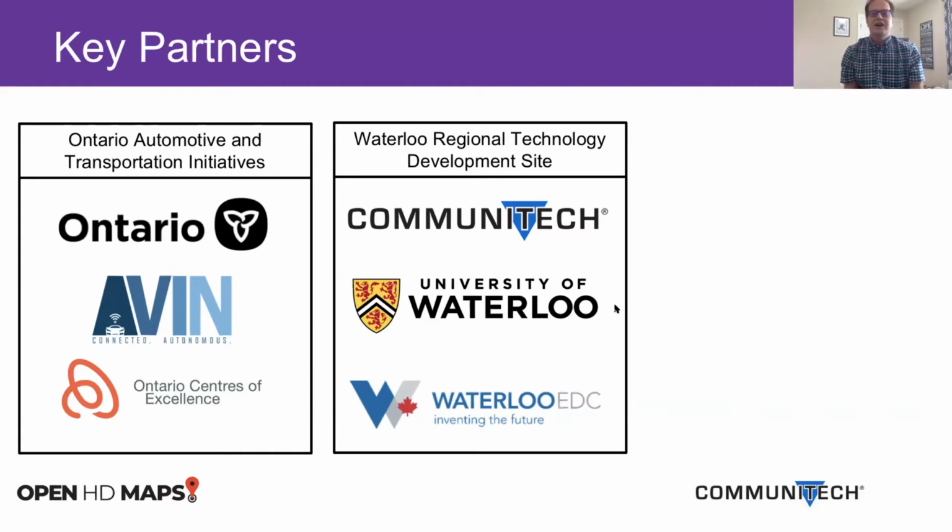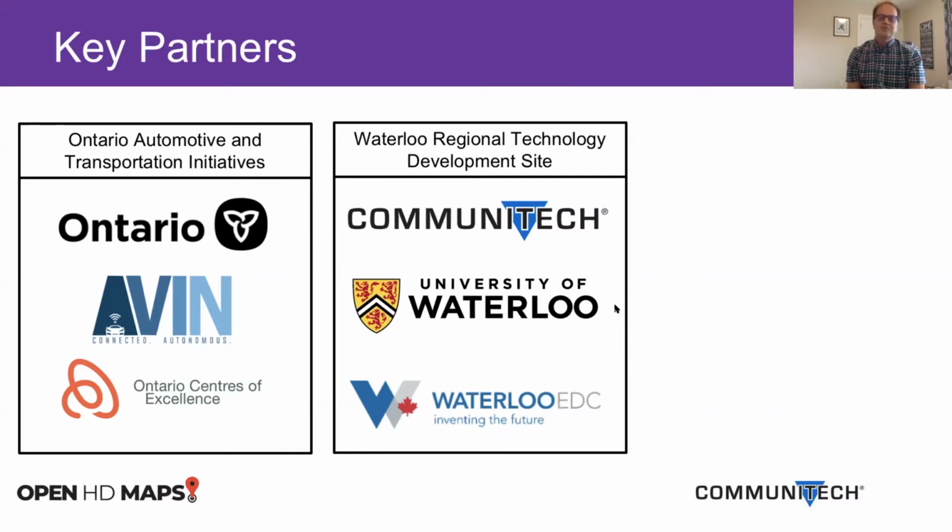So in the Waterloo region, Communitech, University of Waterloo, and WDC have partnered to form the Waterloo RTDS. And our focus here in our region is mapping. Other regions are focusing on different aspects of testing, cross-border shopping, cross-border transportation, and artificial intelligence. There's also a demonstration zone as part of the AVIN program where companies can actually go and demonstrate their technology on actual autonomous vehicles.